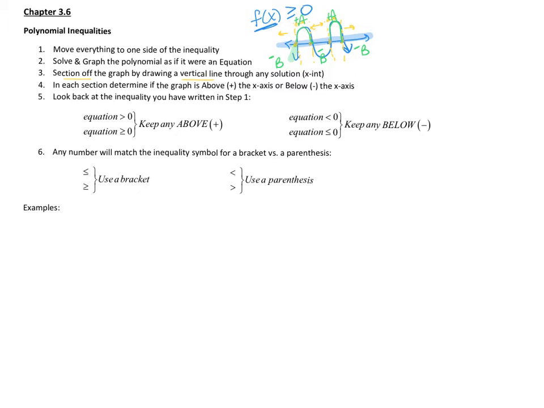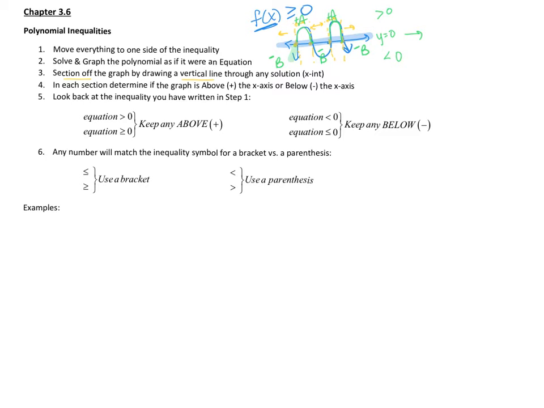Remember, the x-axis is treated as our y equaling 0 in an equation. So if y is equal to 0 here, above would be that we are greater than 0. Below would be that we are less than 0. Equal means just that we're going to use a bracket versus a parenthesis.